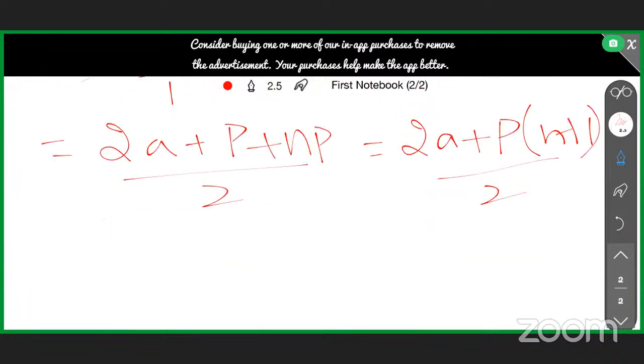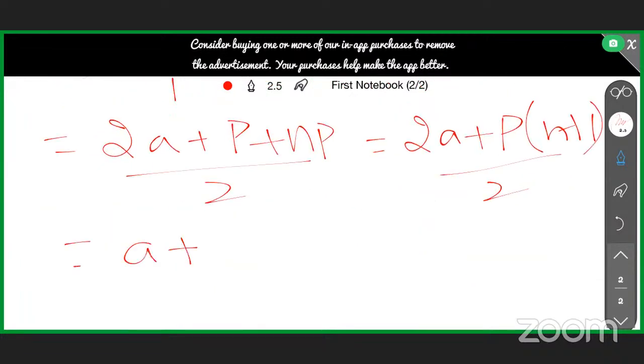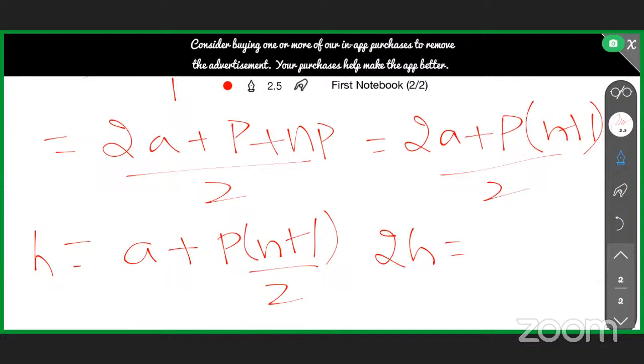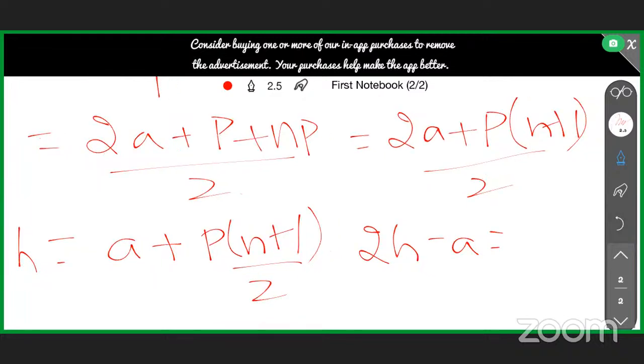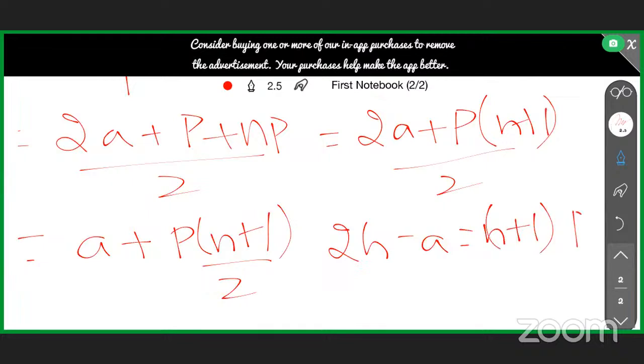If I split the 2, what happens? It becomes A plus P into (N plus 1) by 2. This is the value of H. Yes or no? Now I'll cross multiply. This becomes 2H is equal to A. I'll cross multiply and take this A to this side. 2H minus A is equal to (N plus 1) into P. I'll take this as my equation 1. So much is clear?